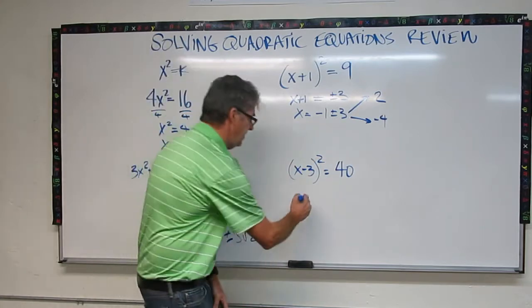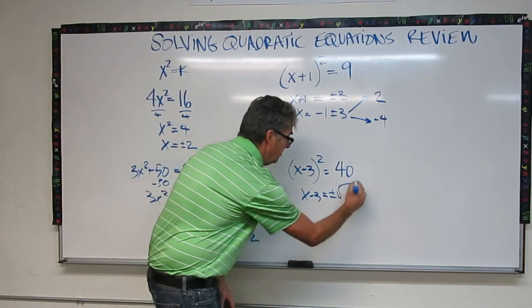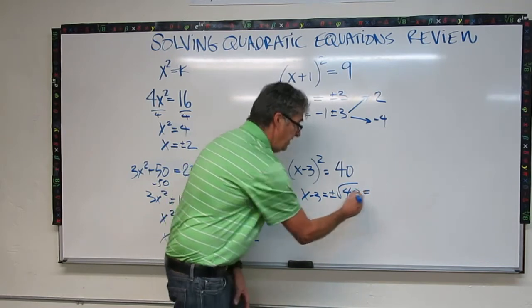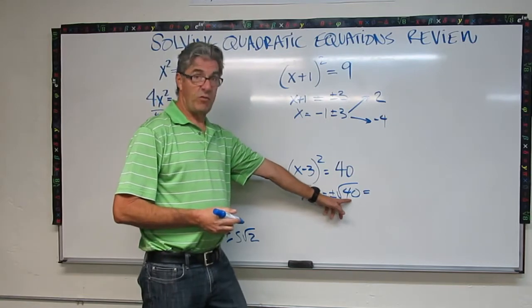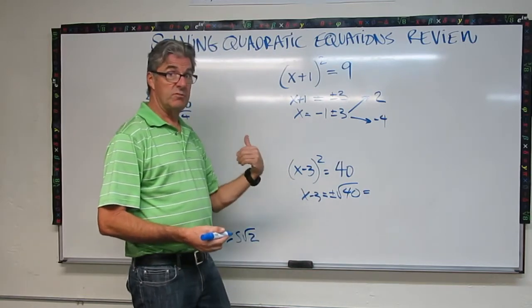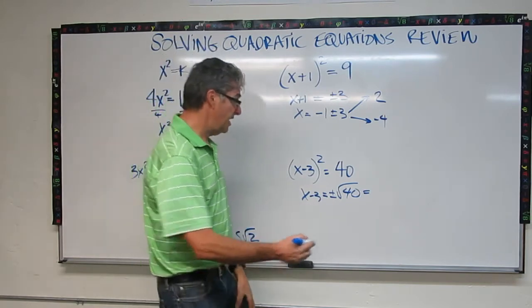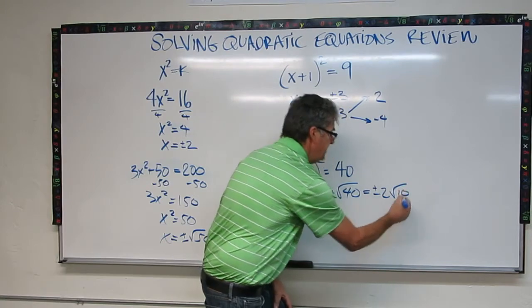Take the square root of both sides. x minus 3 equals plus minus root 40. Now root 40 is a radical that we can simplify because 40 is 4 times 10. 4 is a perfect square, comes out as its square root, which is 2, leaving the root 10 inside. So this is plus minus 2 root 10.